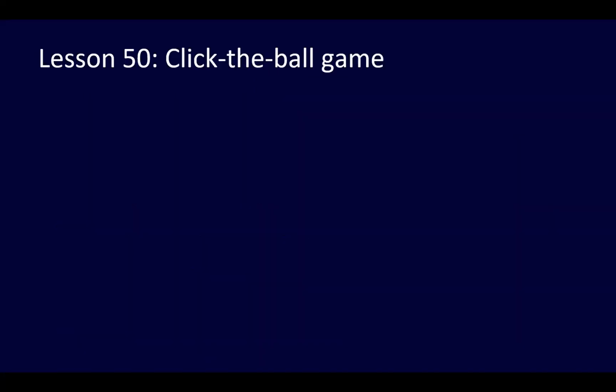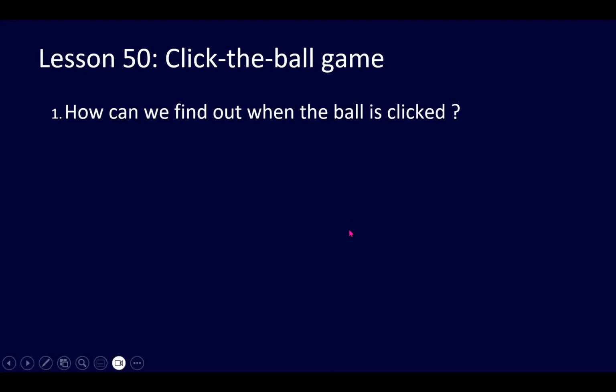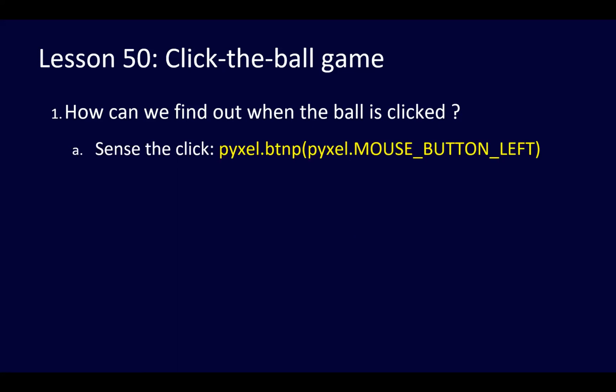So today, lesson 50, the click-the-ball game. Today we're going to try to click the ball and change its color. But how can we find out when the ball is clicked? Let's do it one by one. First of all, we need to sense the click. To do that, we use Pyxel dot btnp.